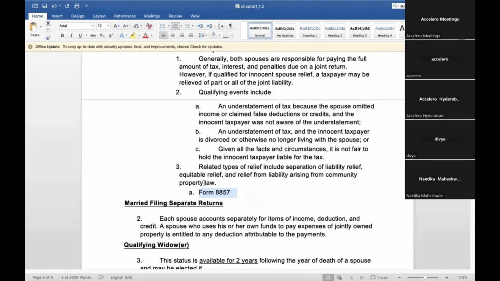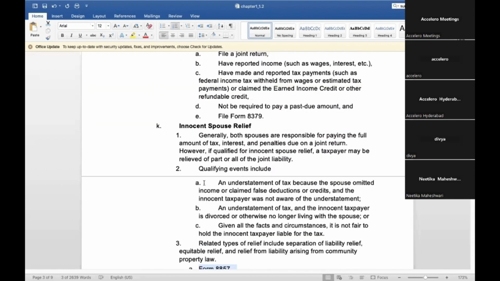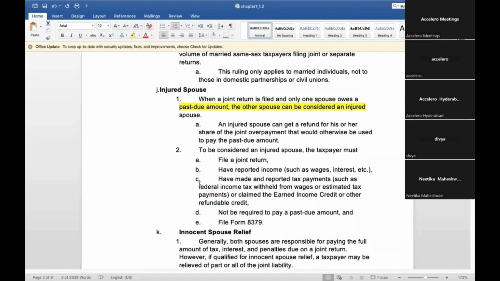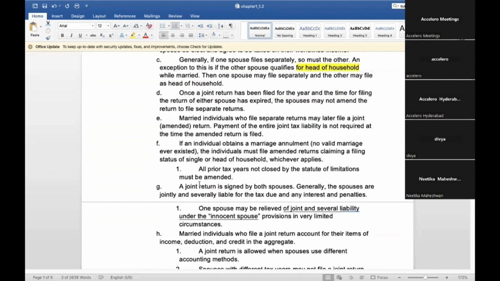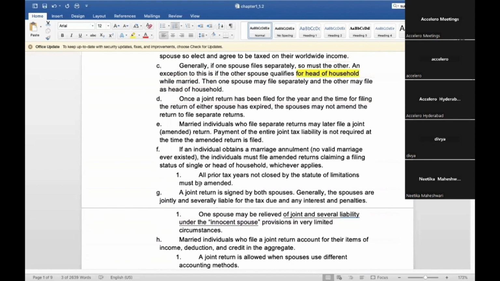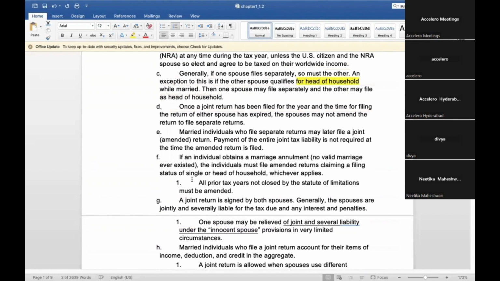Okay. Any questions so far before we go to the next status? Ma'am, I'm having a doubt in point D. One joint return is filed and time expired, then the spouse can't amend or file the returns. This point. Yeah, so it's not like it will be open all the time. The time to amend the return, usually 3 years are given by the IRS. So if that has expired, they cannot go back and amend the return.